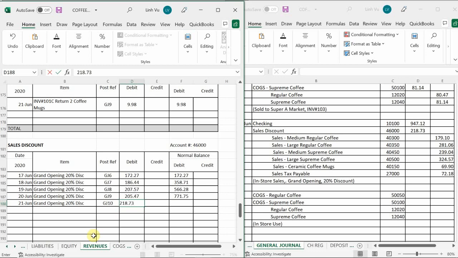Do you understand what I'm doing when I'm transferring from my journal to my ledger? Yes, now I understand. Okay, so now I increase my sales discount. So what's my ending balance in my sales discount? Now we need to add 218.73 with 771.